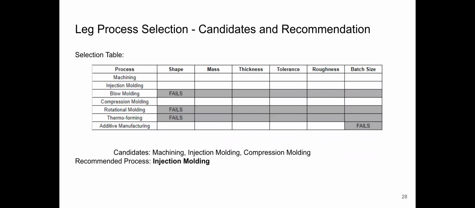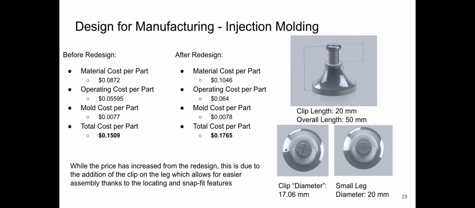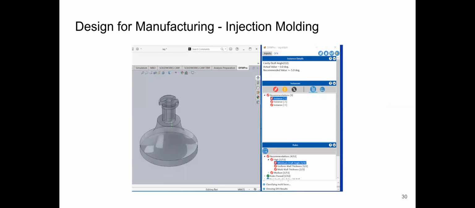One thing to note, the after redesign actually has a higher total cost per part. While this is an increase from the redesign, this is due to the addition of the clip on the leg, which allows for a locating feature and a snap fit feature, which is much preferred for the assembly sequence. As you can see, isometric view and other views denoting the key features that Robert called out are shown on the right.